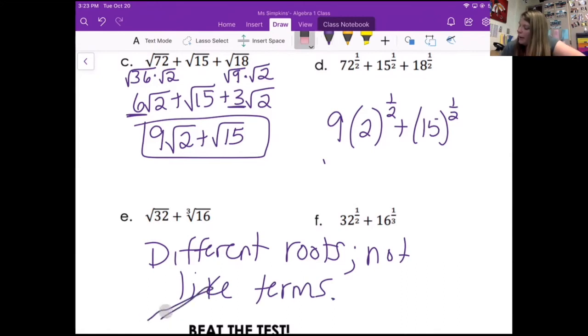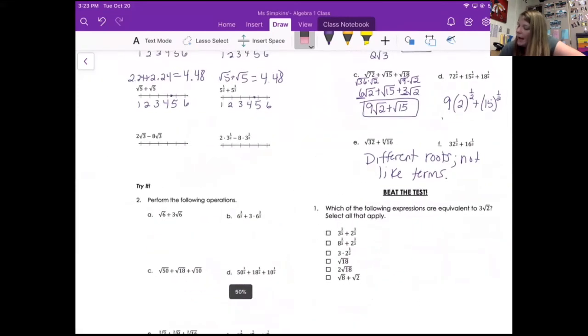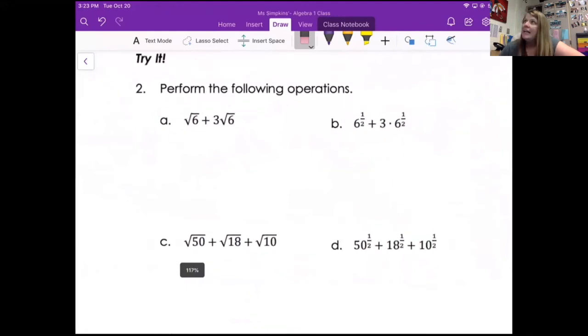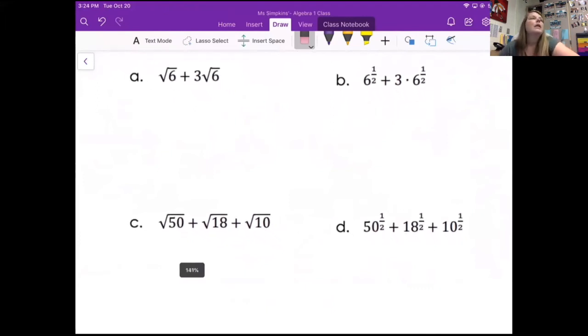All right. So what I would like you to do, listen carefully so you don't do anything extra. I only would like you to do on the try it, A and C, because B and D are the same thing. Just rewrite it using that exponent. So I want you to try A and C.